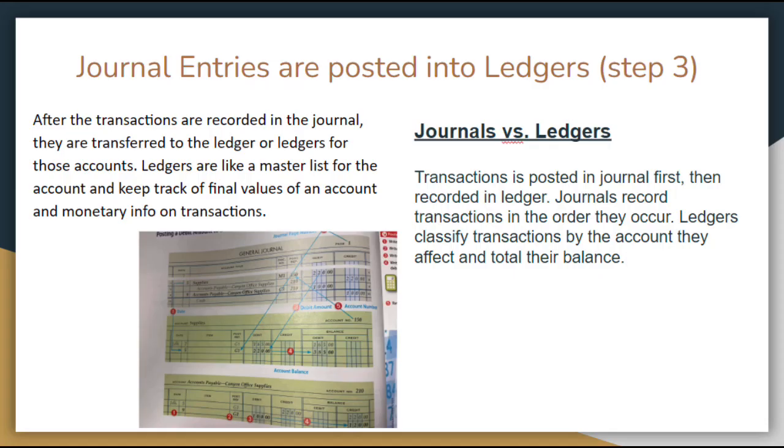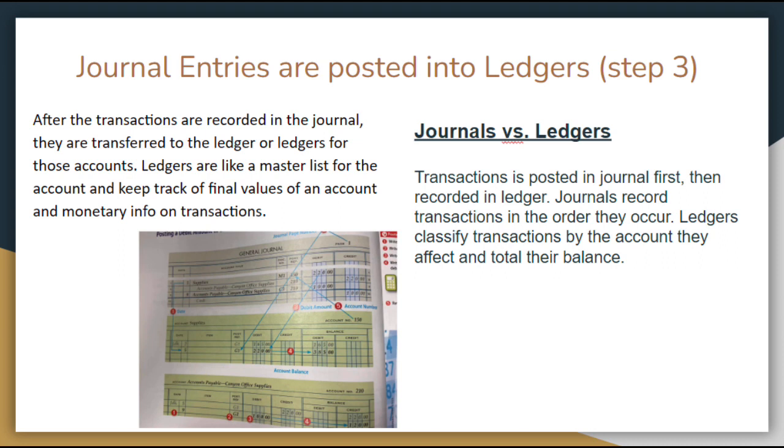So the next step is the journal entries are posted into ledgers. So after the transactions are recorded in the journal, they're transferred into the ledger or ledgers for these accounts. So ledgers are basically like a master list for each account, and they keep track of the final values, right? It would be kind of silly to have just a journal with all the transactions, because you wouldn't know the final value of the account. It wouldn't be extremely easy to track and have a final statement, which we will get into later.